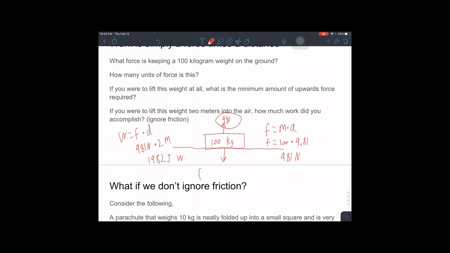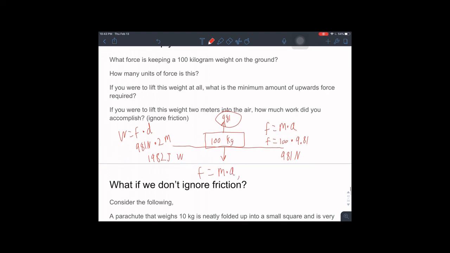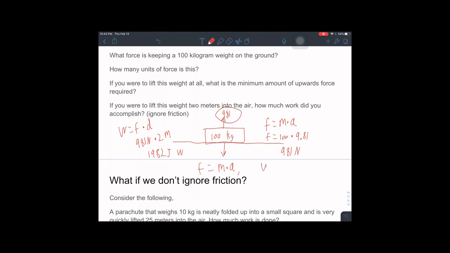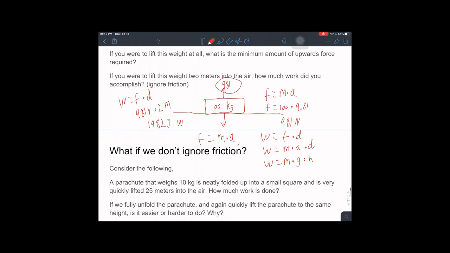However, what did we just do? Force is simply a mass times an acceleration. And work is force times distance, which means work is mass times acceleration times distance. If we were to do this again, mass times acceleration, we can write that as g. Distance, since we're lifting it, we can write as height. Here we see mass times gravity times height. This is equal to our potential energy equation, which is also in joules.